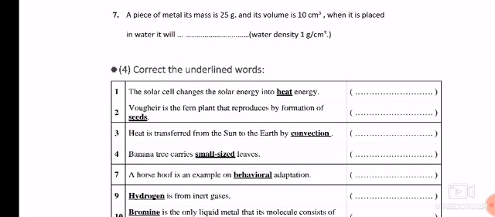Number 7. A piece of metal has a mass of 25 grams and a volume of 10 cubic centimeters, and it is placed in water. If you want to know what will happen, you should know the density. The density equals mass over volume. The mass is 25 and the volume is 10. 25 over 10 equals 2.5, and the density of water is 1. So when we put the piece of metal in the water, it will sink because its density is more than the density of water. So the answer: it will sink.